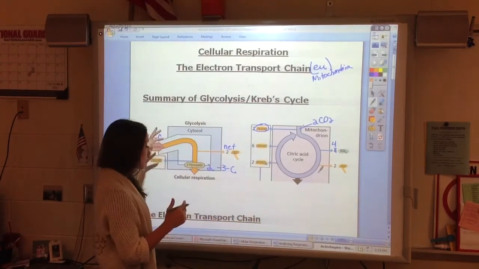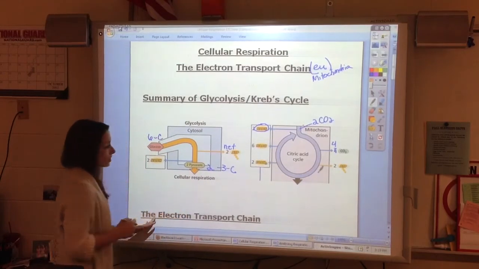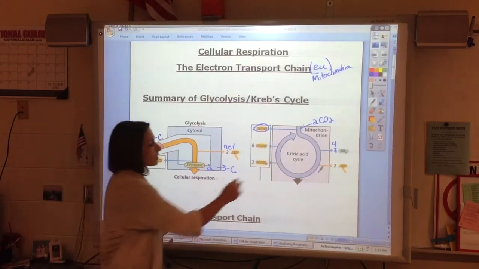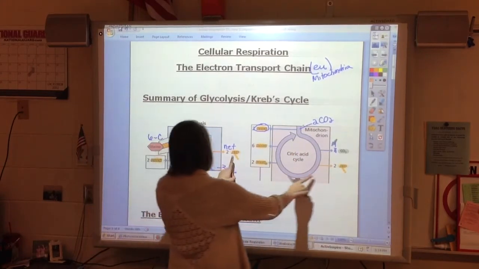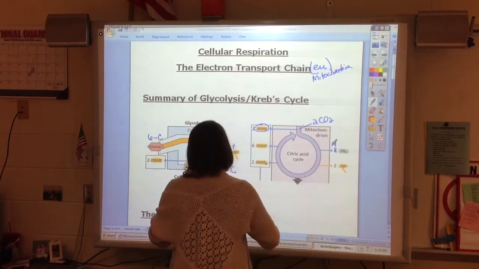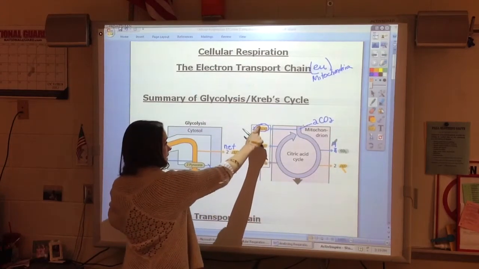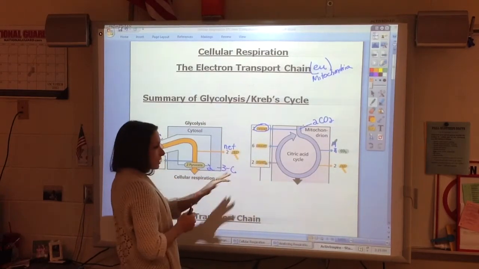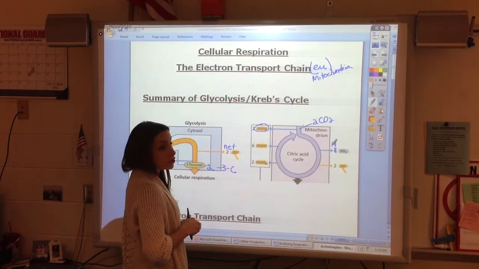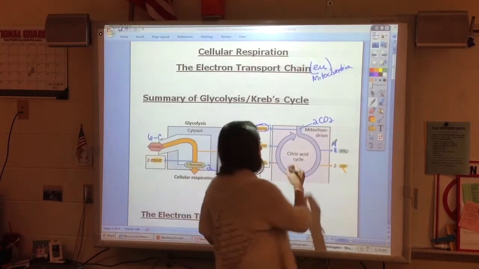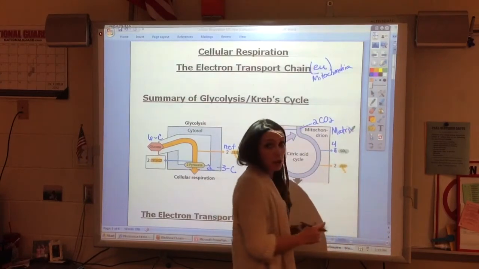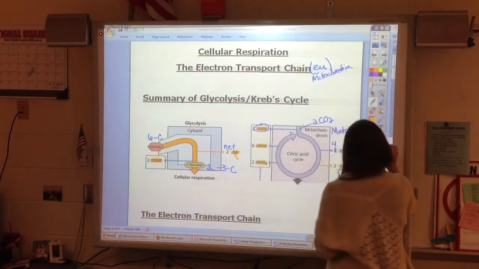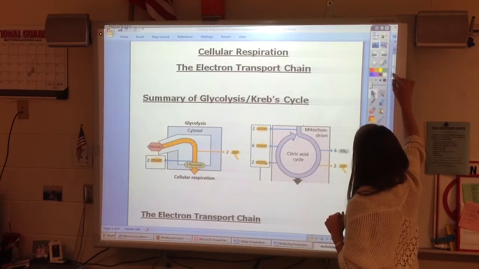So at this point, entering the electron transport chain, we have released all 6 carbons. We have gained 4 ATP. We have 10 NADHs and 2 FADH2s. And we're actually in the matrix of the mitochondria, so the innermost part of the mitochondria.